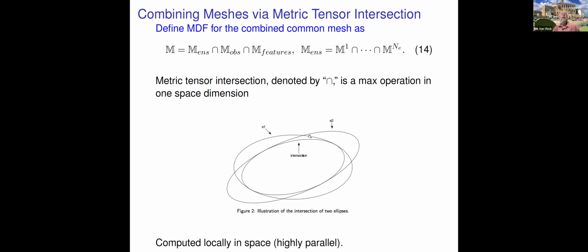So this combining of metric tensors is very cheap. It's not expensive at all. It's a lot of D by D linear algebra. I think we have to do a couple of really small matrix factorizations, but D is the space dimension of our PDE, so typically that's going to be 1, 2, or 3. It's all very local, so highly parallel.